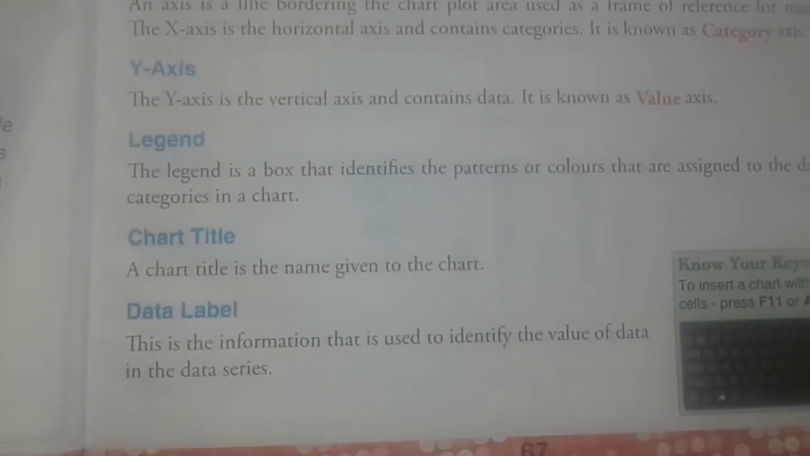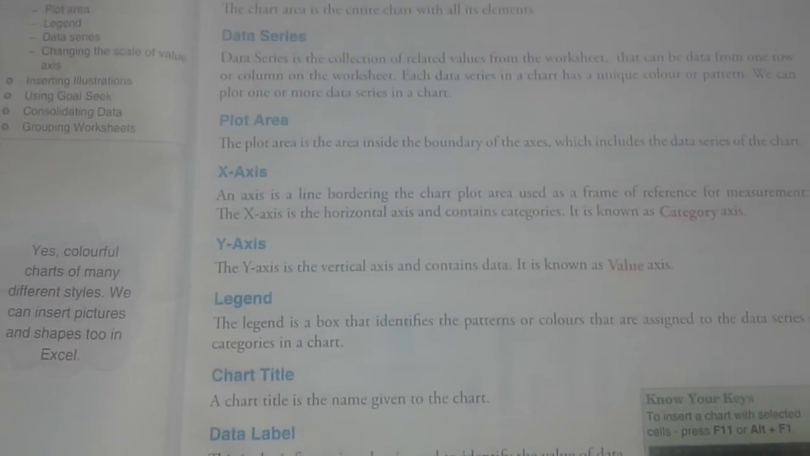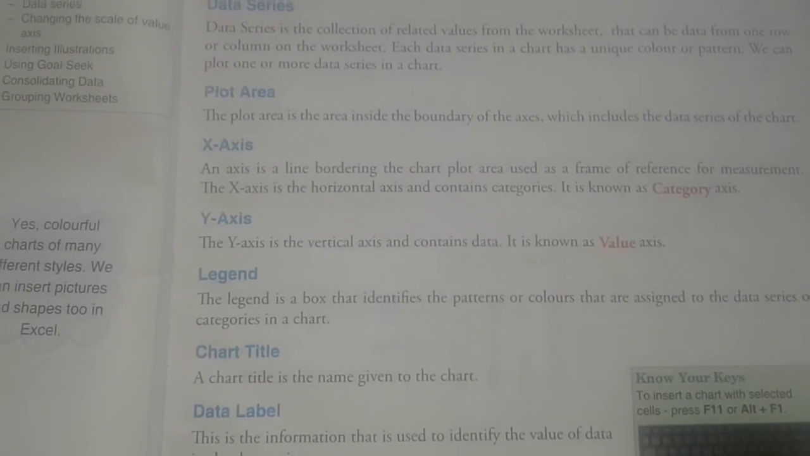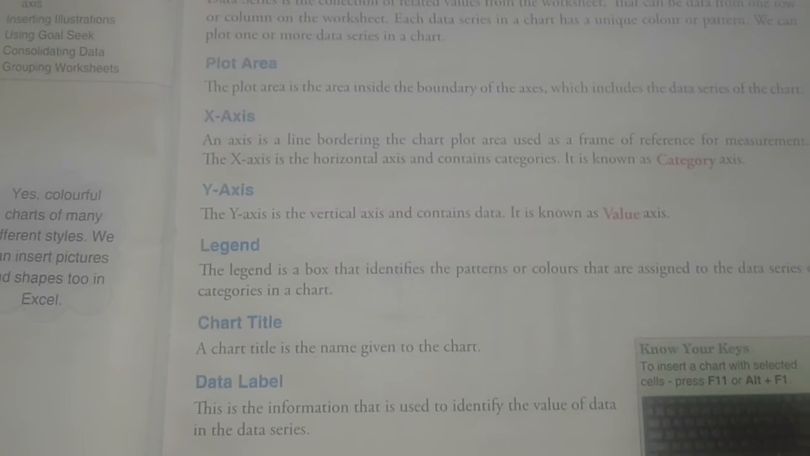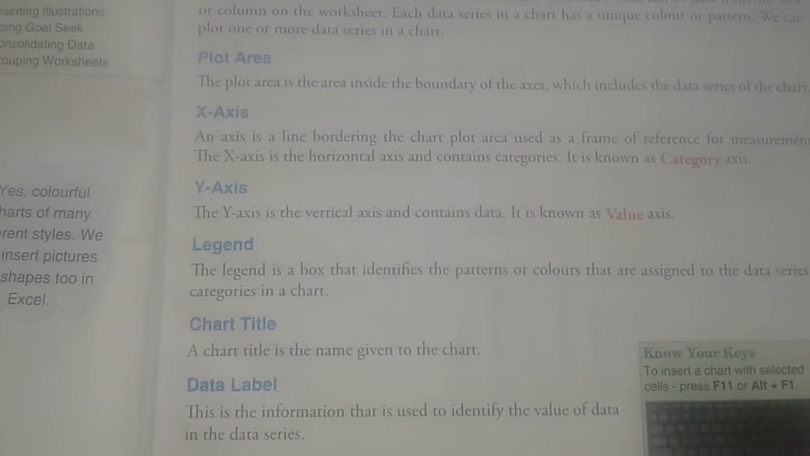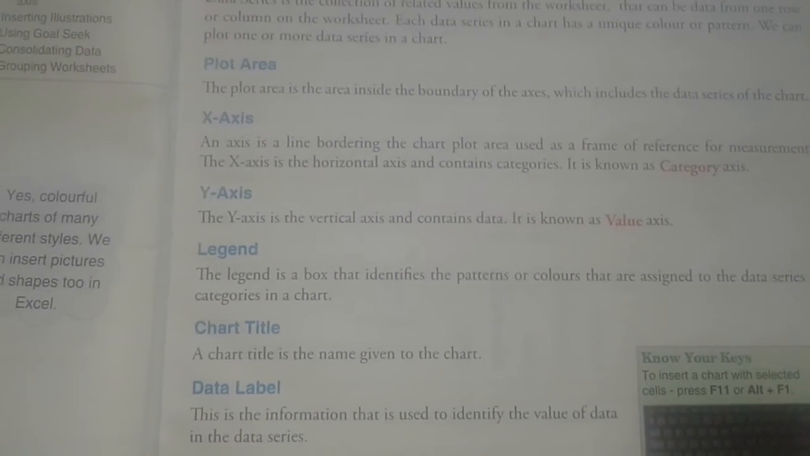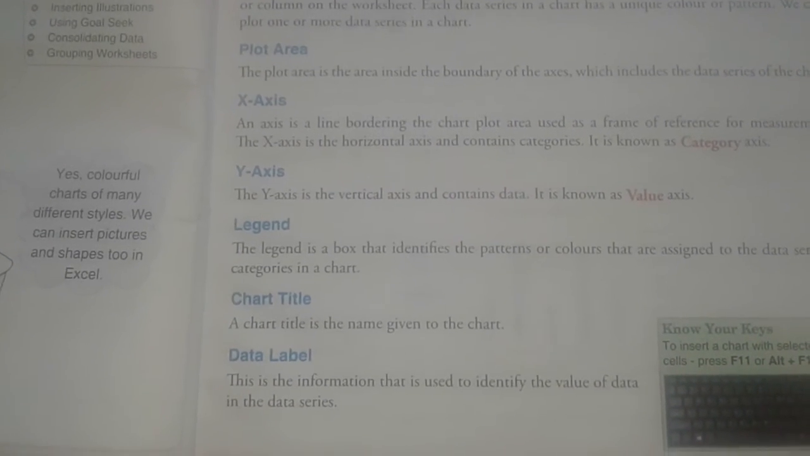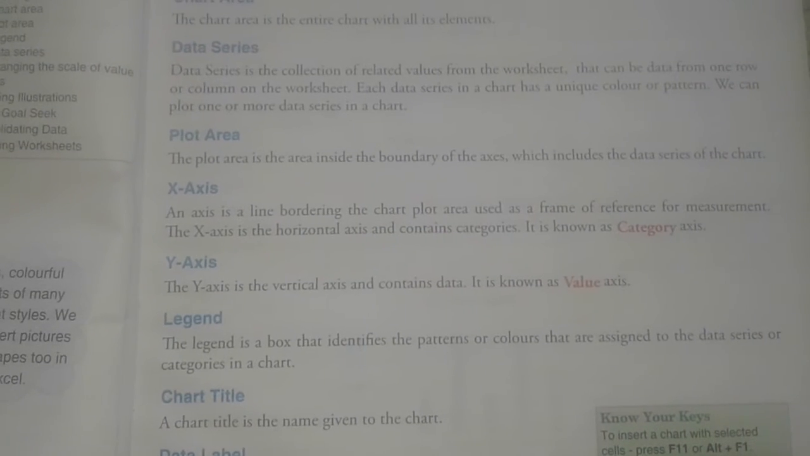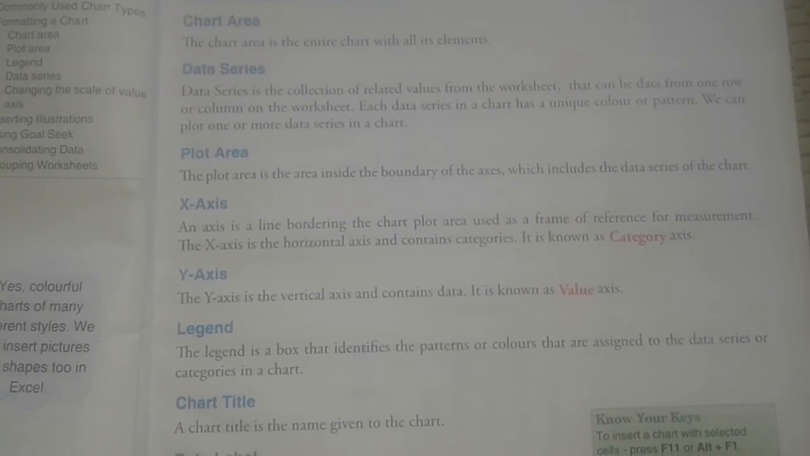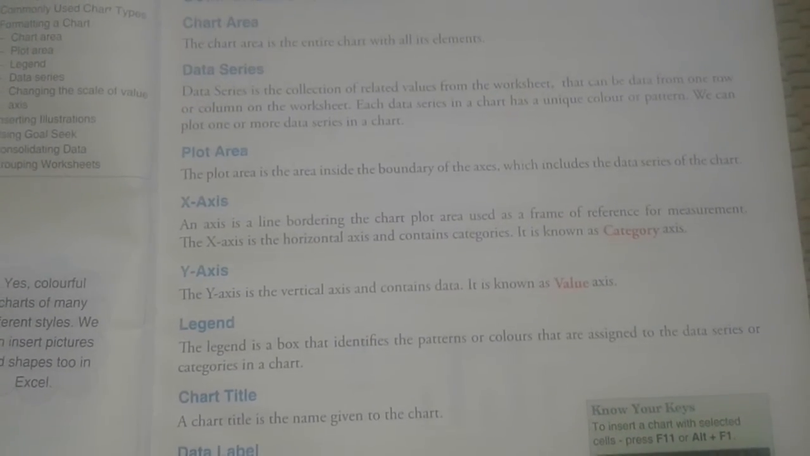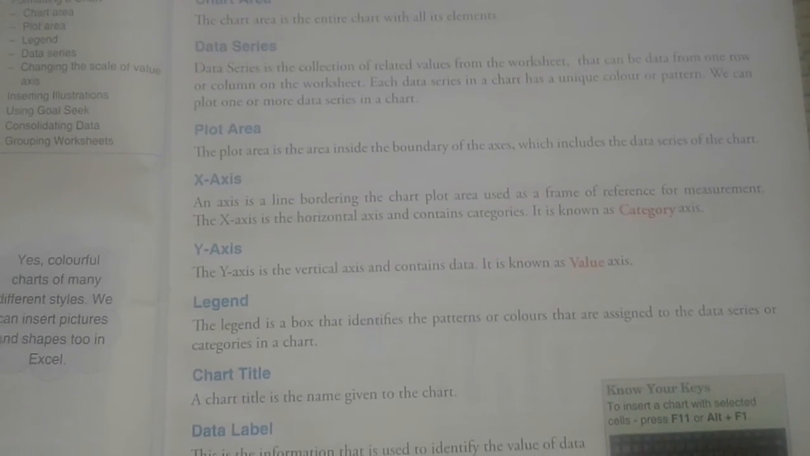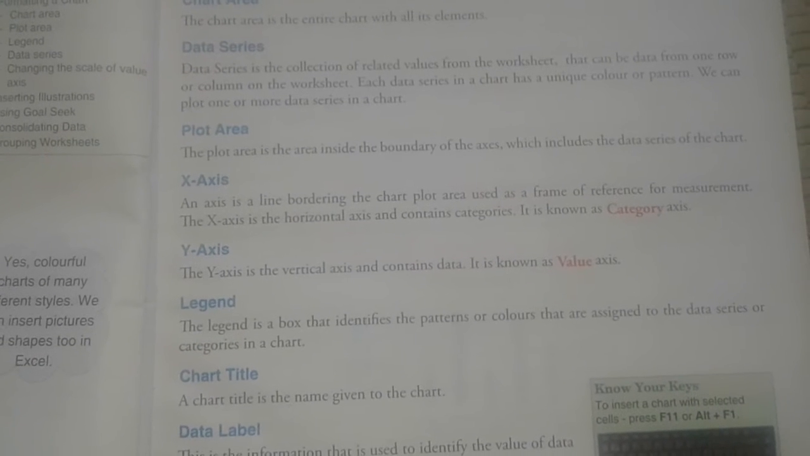So now moving forward, we have already done the components of a chart: chart area, data series, plot area, x-axis, y-axis, legend, chart title, data label. Again I am going to repeat this. Components of a chart. Chart area. The chart area is the entire chart with all its items or elements.